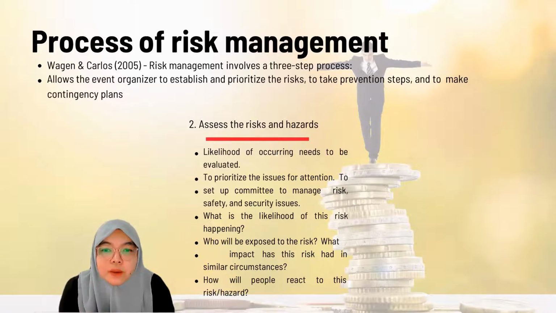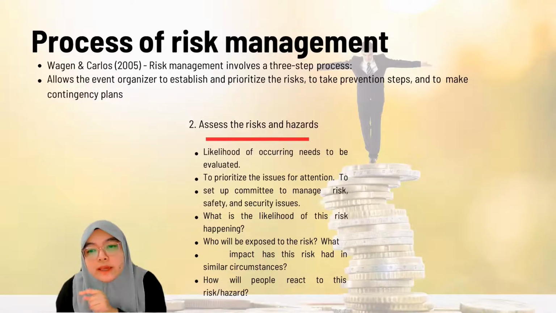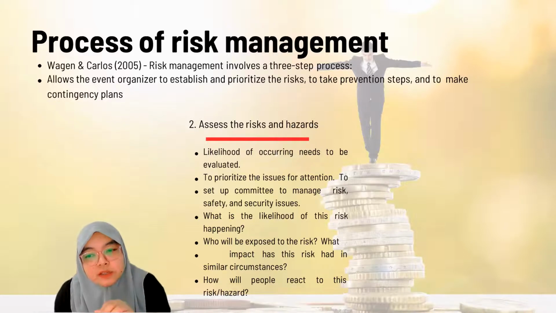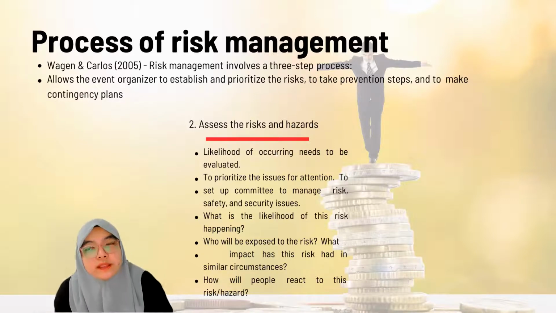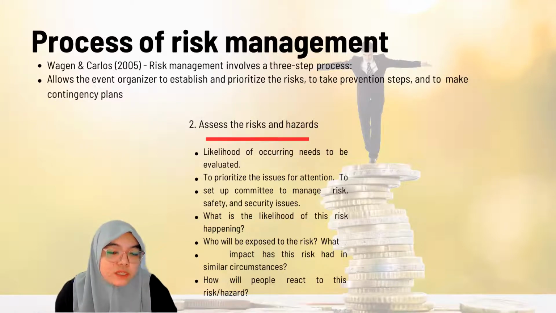And what is the likelihood of this risk happening? After you have identified it in the first place, you check why this problem is happening. What is the root cause of this problem? Who will be exposed to the risk? Is this a huge risk, or just a small risk that you can handle by your team or by yourself? What impact has this risk had in similar circumstances? It may cause people to evacuate that place, or have some huge or small impact on other people. And how will people react to this risk or hazard?